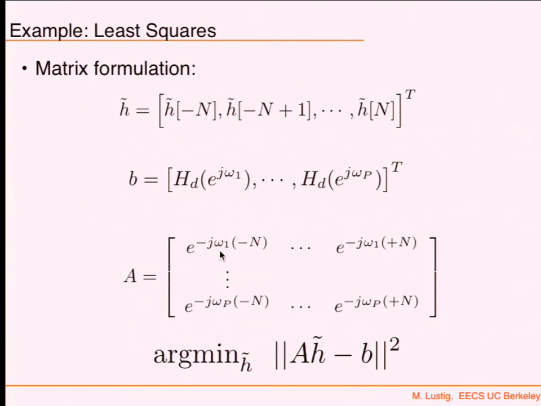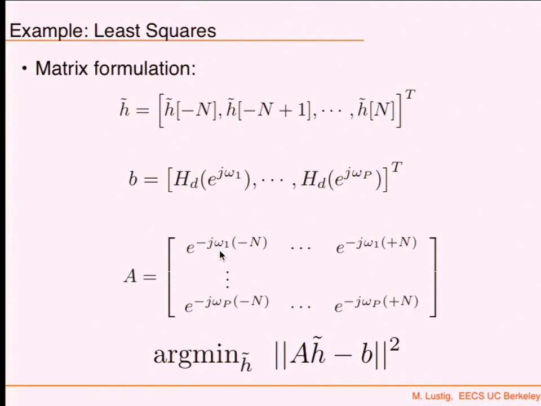Now I got myself a linear system. A times h tilde should be close to b in the least squares sense. Because actually, I have way more P's than M's, and so this is an overdetermined system, which I don't have an exact solution for, and I'm going to look for a solution that's closest.